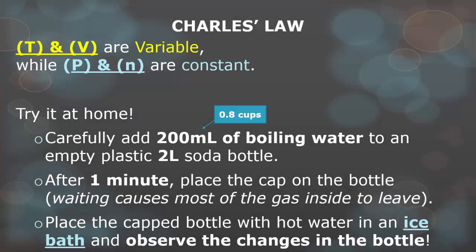So Charles's law, another gas law that we need to talk about, takes temperature and volume as the variables, while pressure and the number of moles are going to remain constant. As we said earlier, temperature and volume are directly related, so we're going to see a direct relationship in their changes as well.